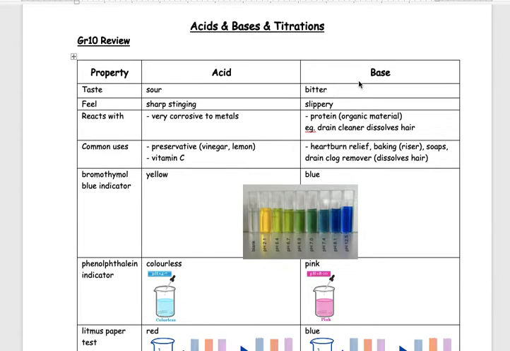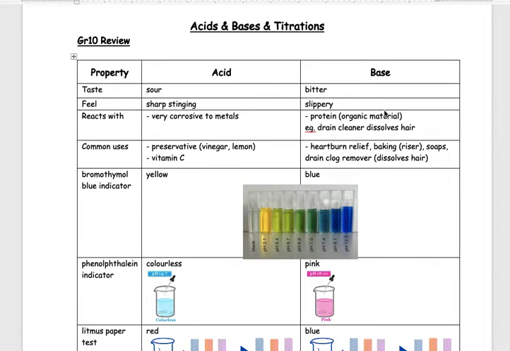With a base, if you were to ingest it, don't try Drano. A good example is heartburn relief like Tums, but those have a lot of sugar in them, so you won't get that bitter taste. But if you were to take some baking soda or baking powder and try a little taste, or maybe you've had soap in your mouth in the bath, those have a bitter taste. It's a difference from sucking on a lemon.